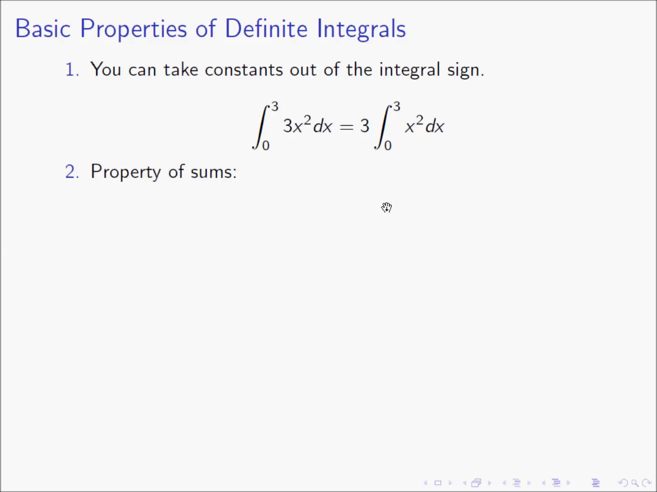The second property is also something that we already saw in indefinite integrals. That is, if you have the sum of two functions, you can calculate the integral of the sum of the integrals of each of the functions. So the integral of a sum equals the sum of the integrals. So these are just basic properties that definite integrals have in common with indefinite integrals. So you can do algebraically anything that you can do with indefinite integrals, you can do with definite integrals.